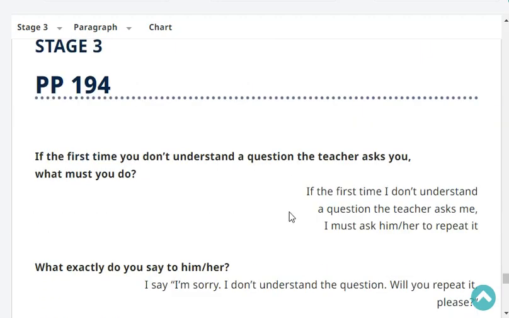If the first time you don't understand a question the teacher asks you, what must you do? If the first time I don't understand a question the teacher asks me, I must ask him to repeat it. Very good.